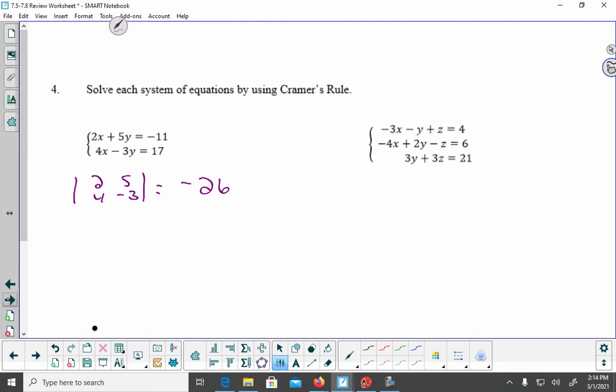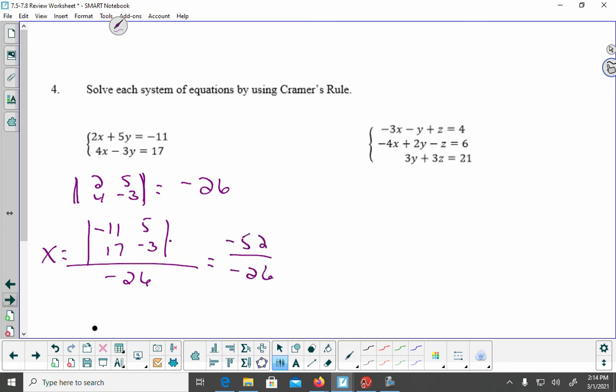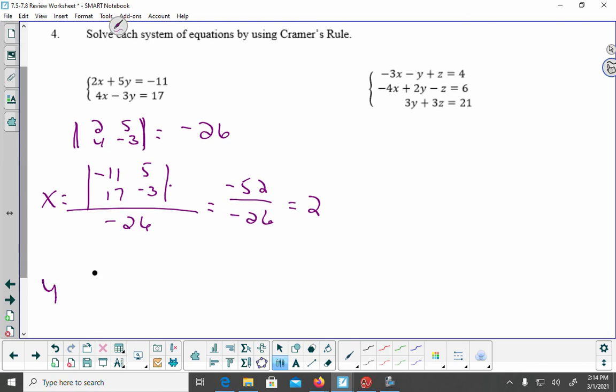Then to find the x, and this is what you have to show me, you have to show me the determinant of the coefficients. Then to find the x, I'm putting the answers in the x column, leaving the y column alone, and I'm going to divide that answer by negative 26. So when I do this determinant, I get negative 52, dividing it by that negative 26, and my final answer is a positive 2.